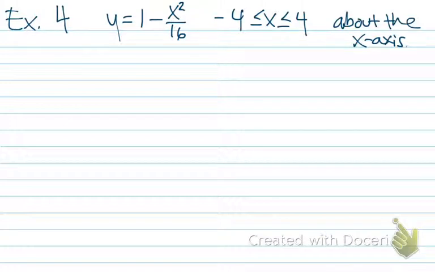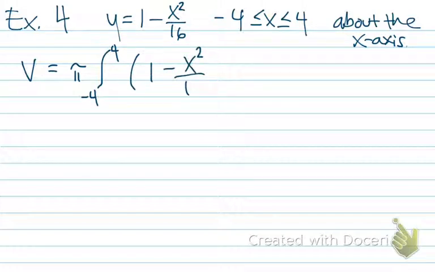Just a quick little review of the disk method. Hopefully this helps to spark your memory. The volume using the disk method is pi times the integral from -4 to 4. So similar so far. It's not 2 pi, it's just pi. And then you have the function 1 minus x squared over 16, squared, dx. So that's the volume, remember, using the disk method.